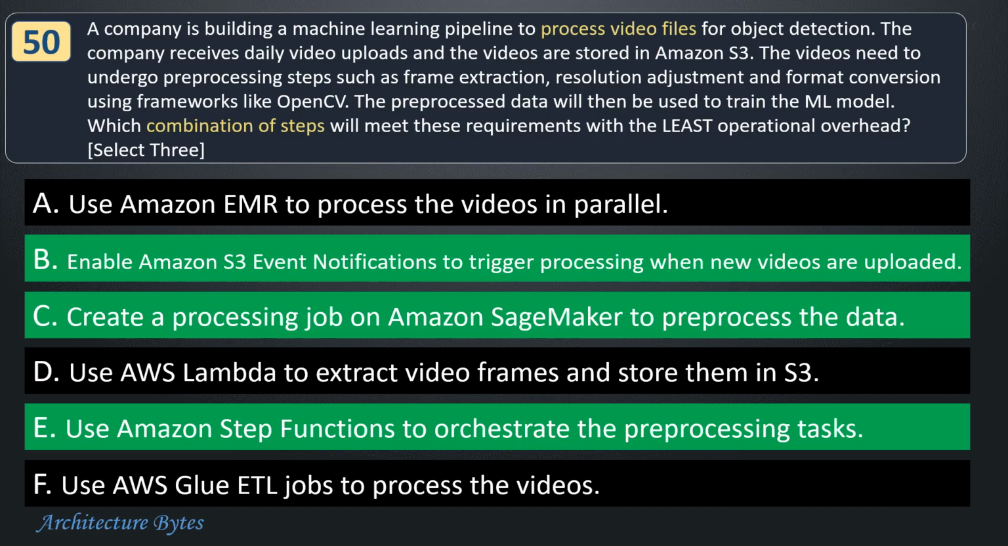So option A is not correct because it introduces unnecessary complexity which is not needed here. Then option D, Lambda is not ideal for long running tasks like video processing. And option F, Glue is good for ETL tasks involving structured data, not for video processing. So it's not the best tool for the job.